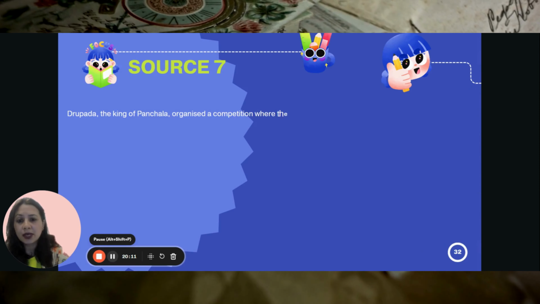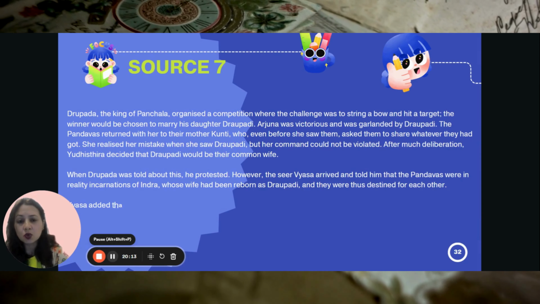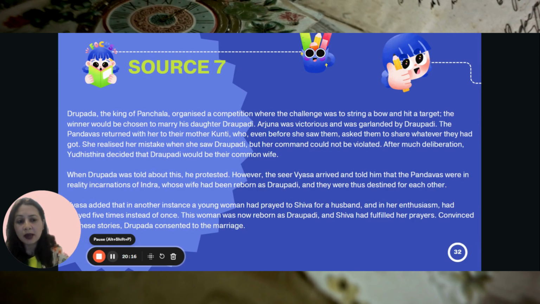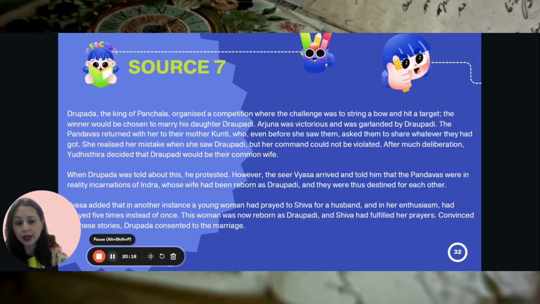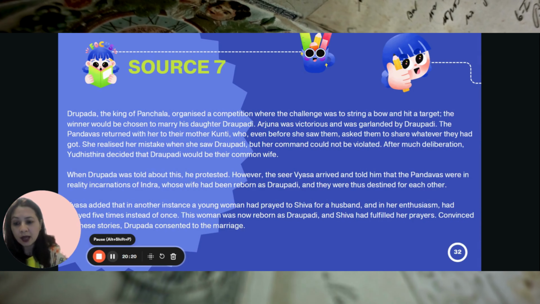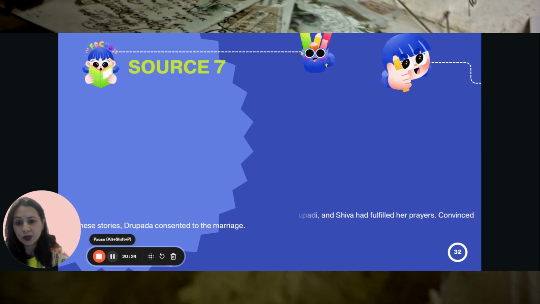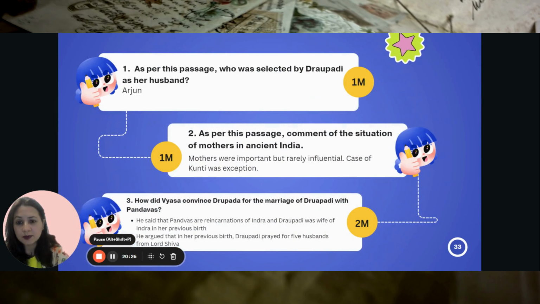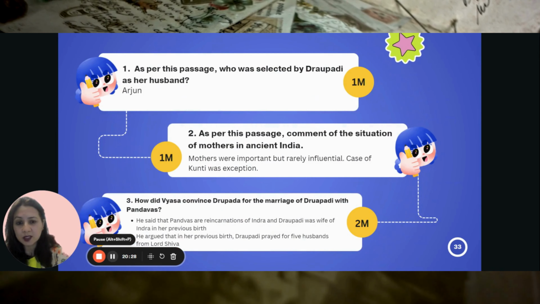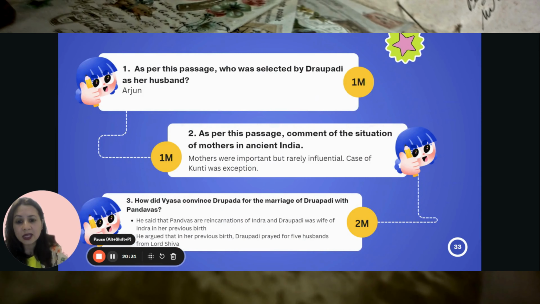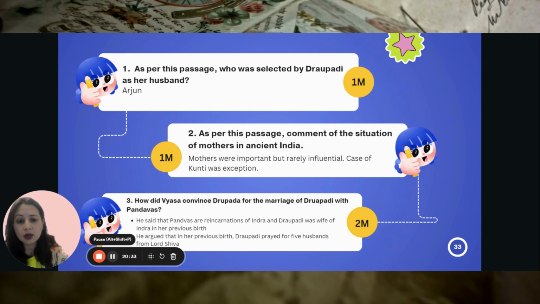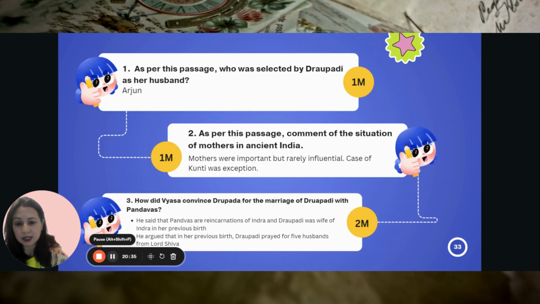Now, let us come to the next source. The next source tells us about the marriage of Draupadi with all five Pandavas, how it happened, and the role of the mother, how important the mother was. So let's come to the question. As per this passage, who was selected by Draupadi as her husband? It's given directly, Arjun. As per this passage, comment on the situation of mothers in ancient India.